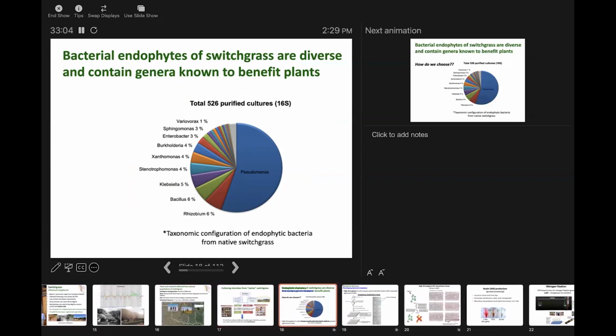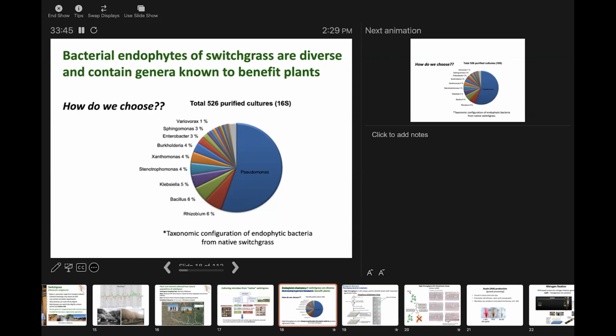Well, this is an example. These are the bacterial endophytes that we grew out of switchgrass, okay? And so we have Variovorax, Klebsiella, Bacillus, Rhizobium, interesting, Burkholderia, Enterobacter. These genera are all known to have beneficial microbes in them, okay? That's a good sign. Of course, the big pie chart was Pseudomonas. That's just simply because Pseudomonas, again, is a cosmopolitan bacteria that's everywhere, okay?